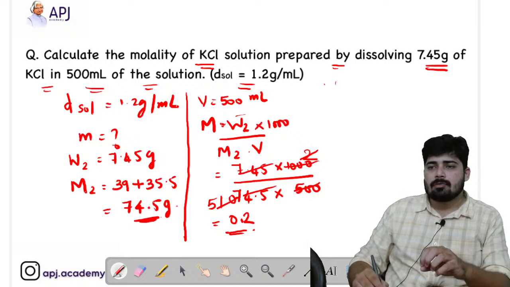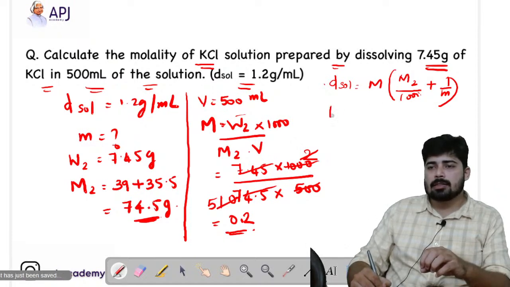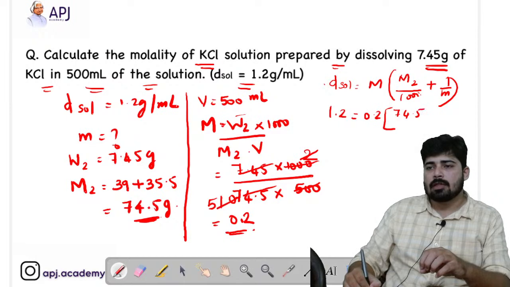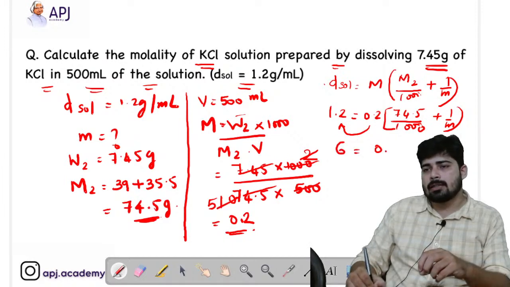Now what will be the answer? We know that density of solution is equal to molarity into molar mass of solute by 1000 plus 1 by molality. So let's put in all the values. Density is 1.2, molarity is 0.2, molar mass is 74.5 divided by 1000, plus 1 by molality. Taking 1.2 by 0.2, that is equal to 6, equal to 0.0745 plus 1 by m. So 1 by m is equal to 6 minus 0.0745.